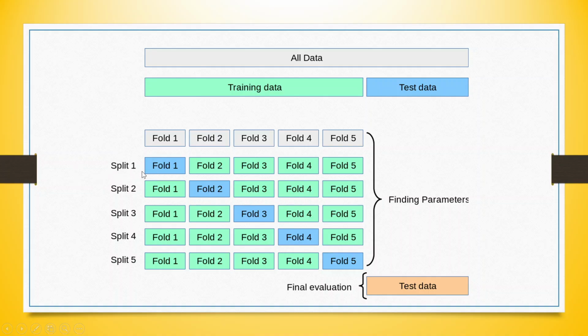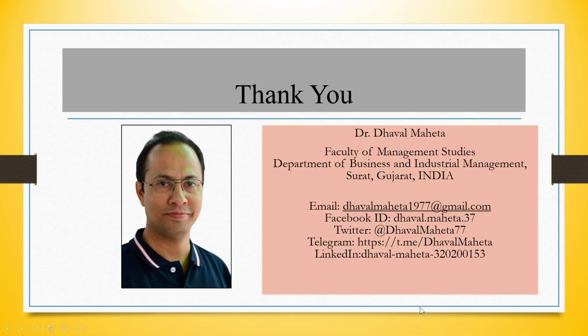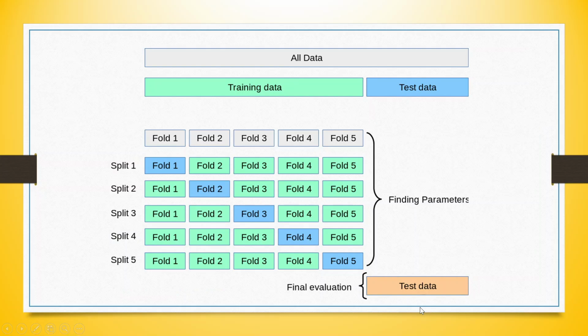In the first iteration or the first split, fold 1 becomes the testing data, and folds 2, 3, 4, 5 become the training data. In the second split, fold 2 becomes the testing data and the remaining becomes the training data. So testing, testing, testing, testing, testing, and all green color are training. On the basis of this, we will find the best parameters which will be used for the final evaluation of the testing data. Now, how can we do this in KNIME? Let's see.